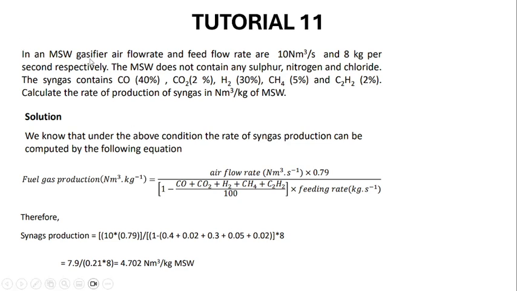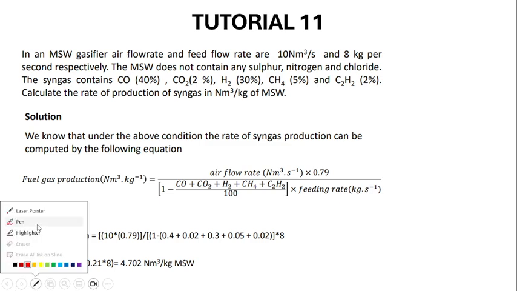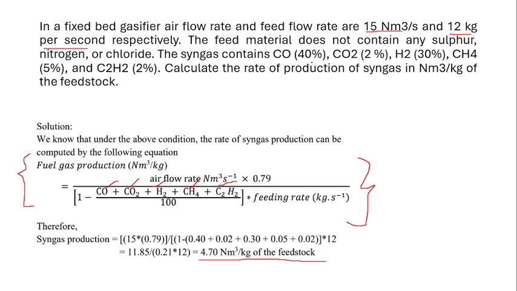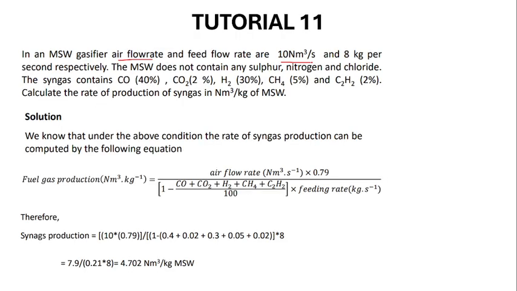In a MSW gasifier, air flow rate and feed flow rate. So again, the air flow rate is given as 10 Newton meter cube per second. Instead of 15, it is given as 10 here. And instead of 12 kg, the feed flow rate is 8 kg per second, respectively. So this is the air flow rate and the feed flow rate. Now, the MSW does not contain any sulfur, nitrogen, and chlorine. So our waste is not containing any of these components.